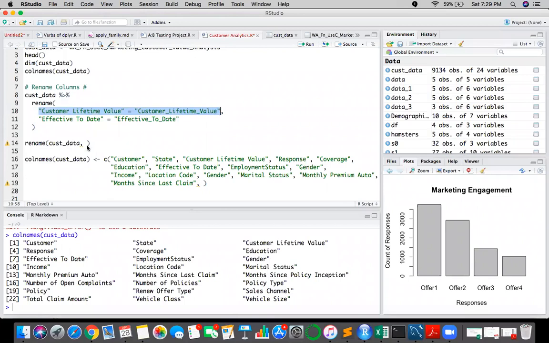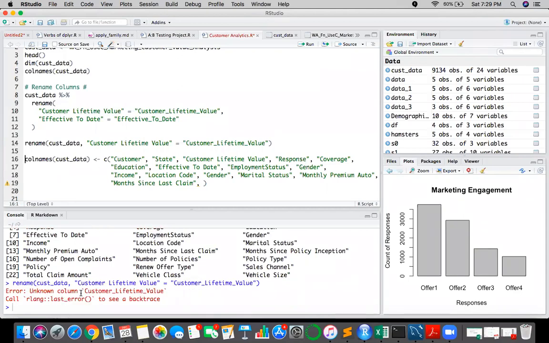So let's say I want to change this. So you mean like this, right? Yes, sir. So again, let's look at it. It gives the same error. The problem is, it is not able to recognize this space. And this is a challenge for you.